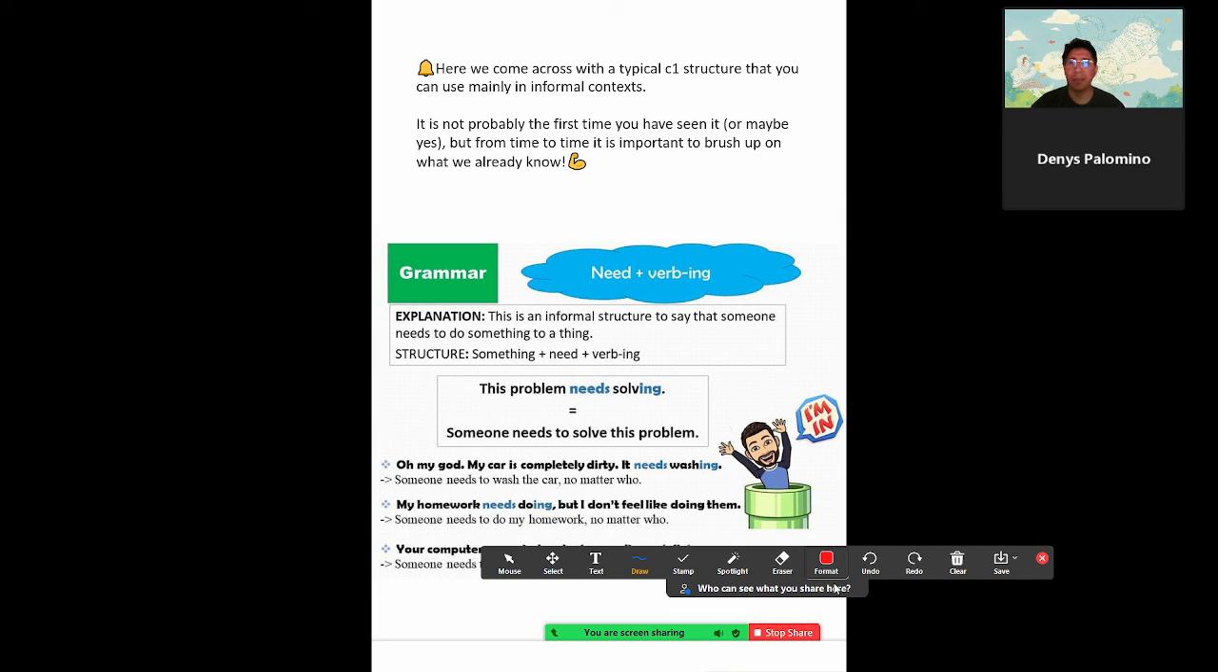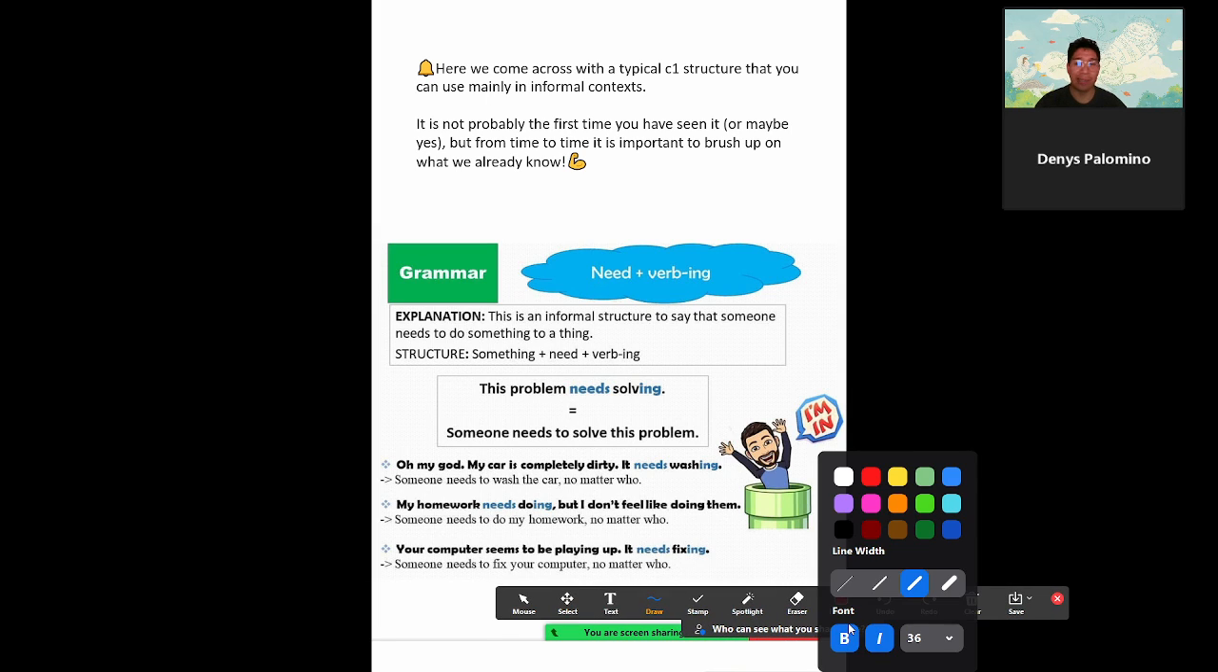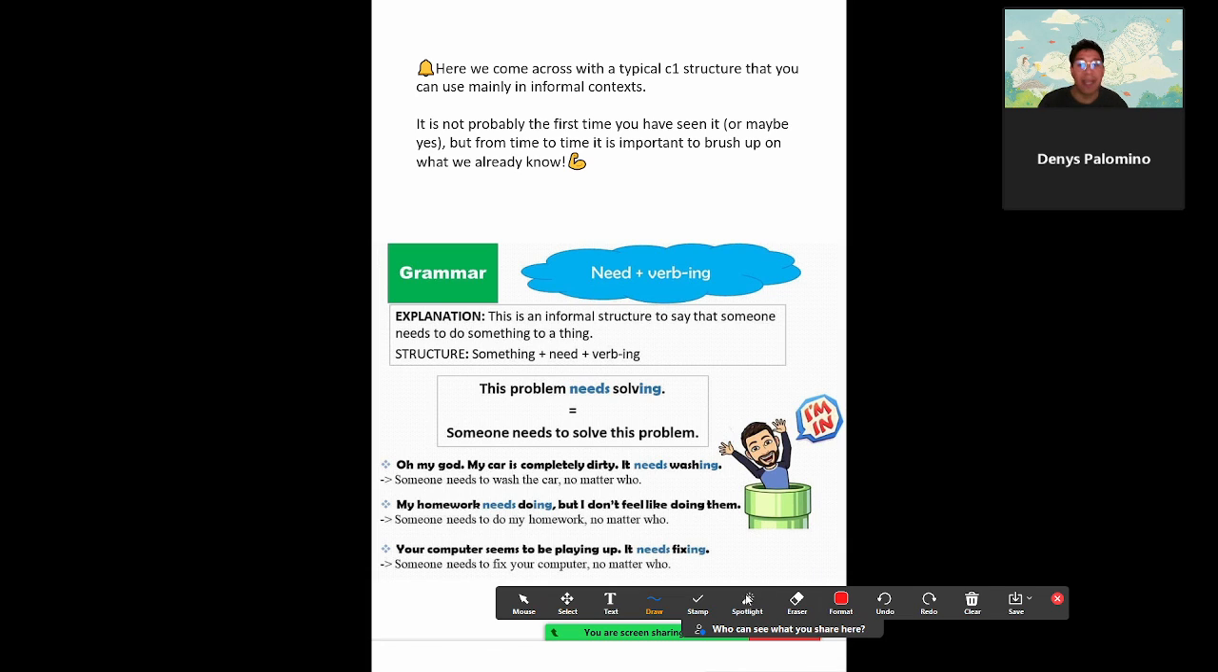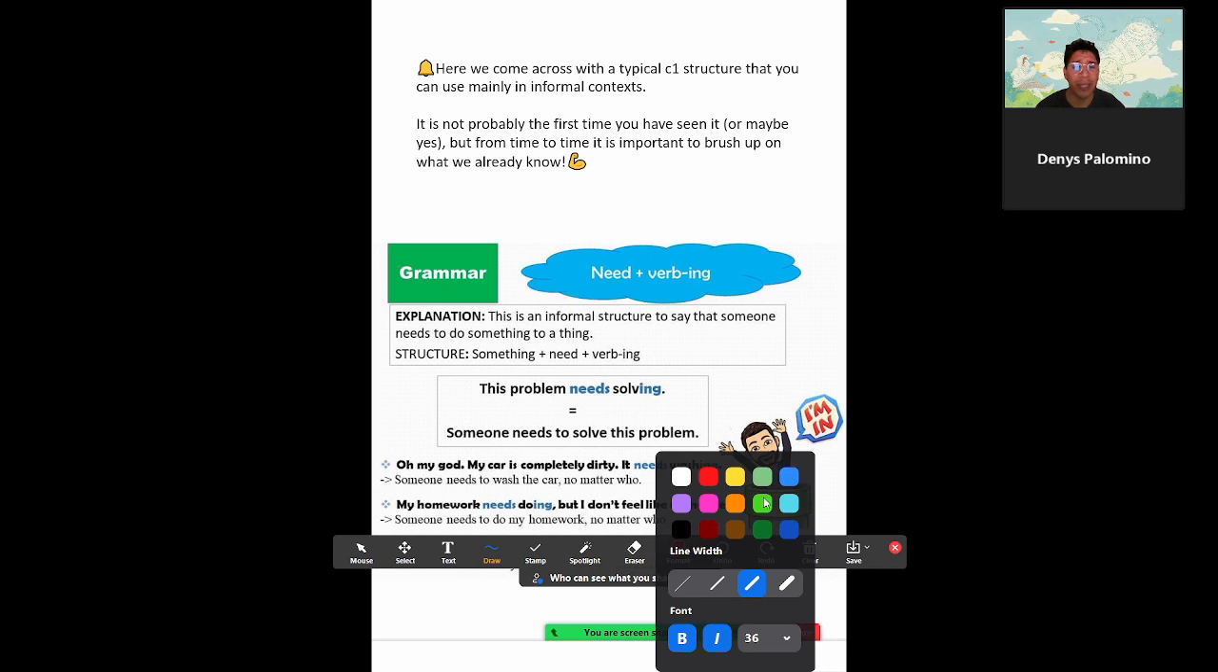We need, the problem needs fixing. Necesitamos resolver el problema o mejorarlo. The problem needs fixing. O el de la computadora. ¿Cómo dirías, por ejemplo? La máquina se malogró. Entonces la máquina necesita reparación. The machine needs repairing. La computadora se rompió. Necesitamos arreglarla. The computer needs fixing. Needs repairing, needs fixing. No problem. It's the same. Super simple, right?